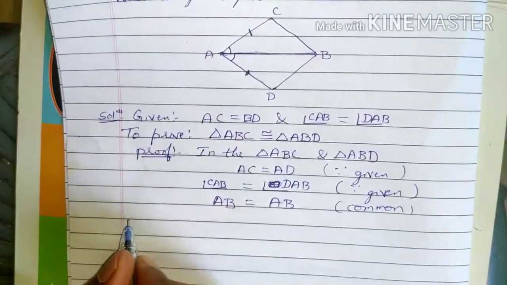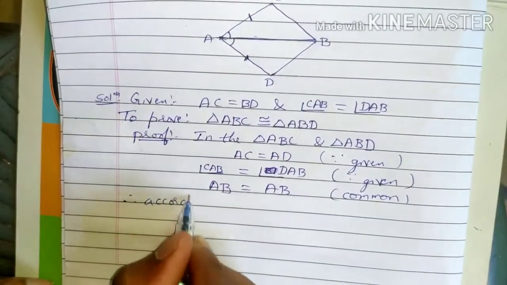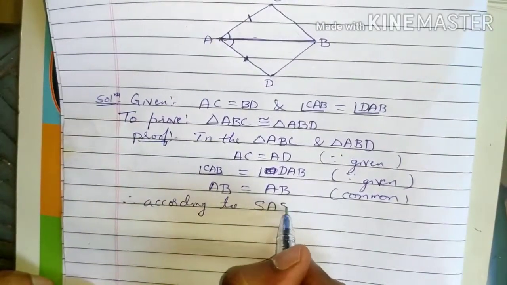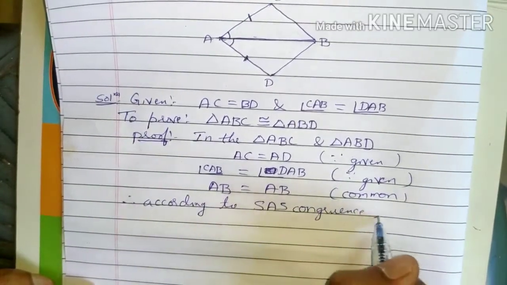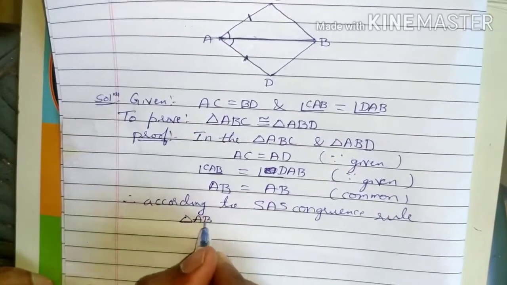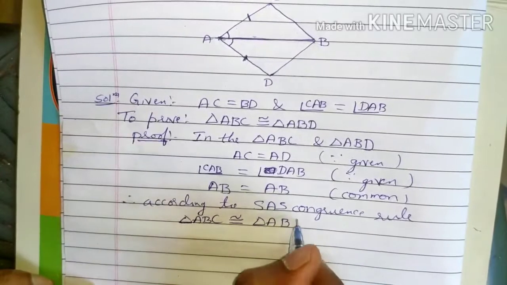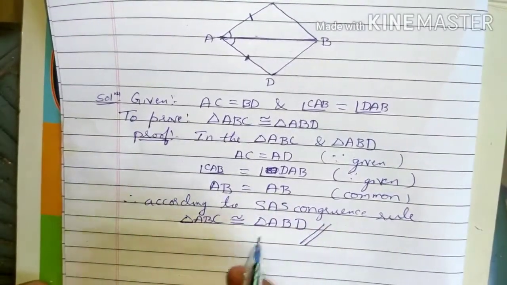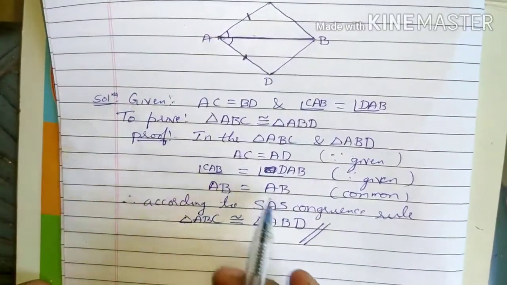congruent. Therefore, according to SAS congruence rule, triangle ABC congruent to triangle ABD. So this is how we prove that two triangles are congruent using SAS congruence rule or ASA congruence rule.